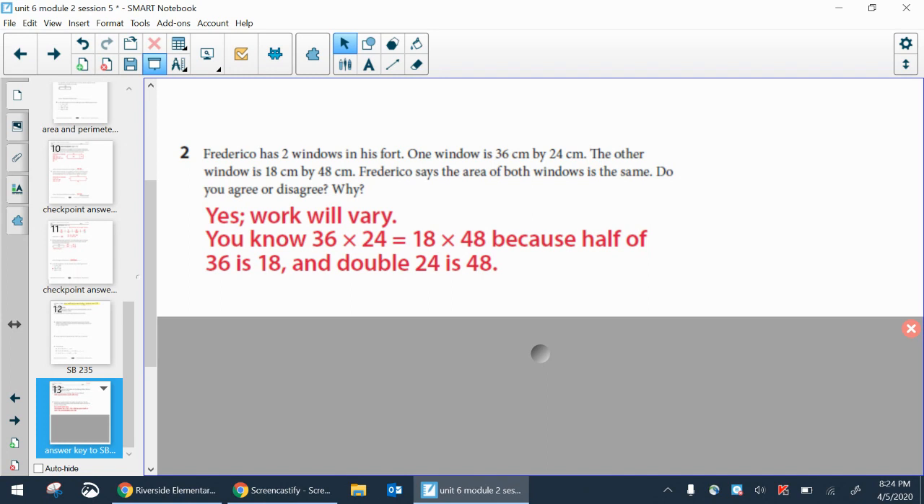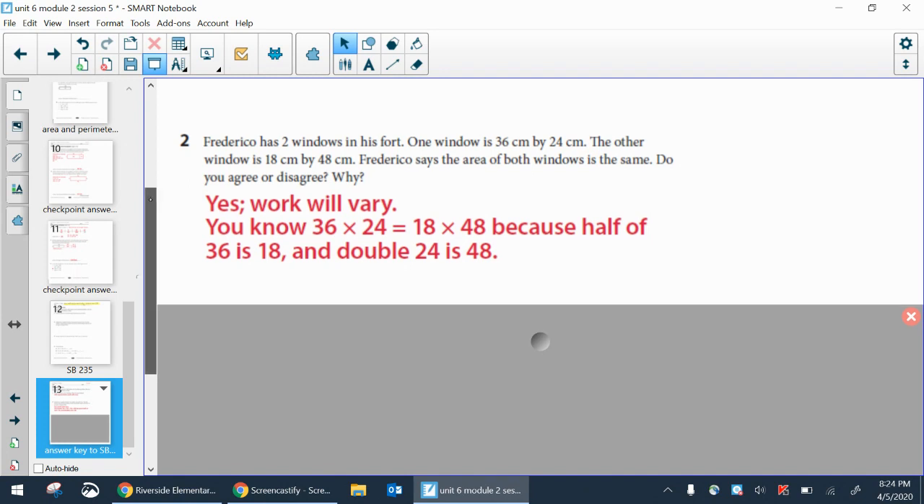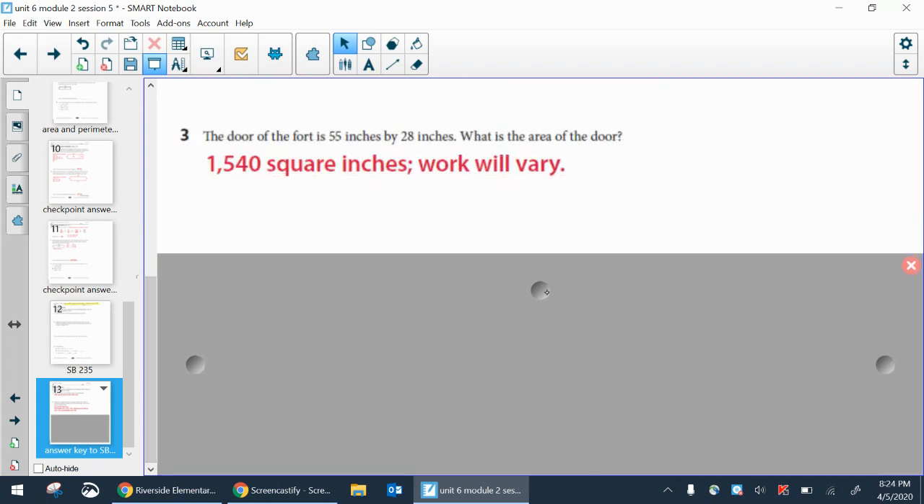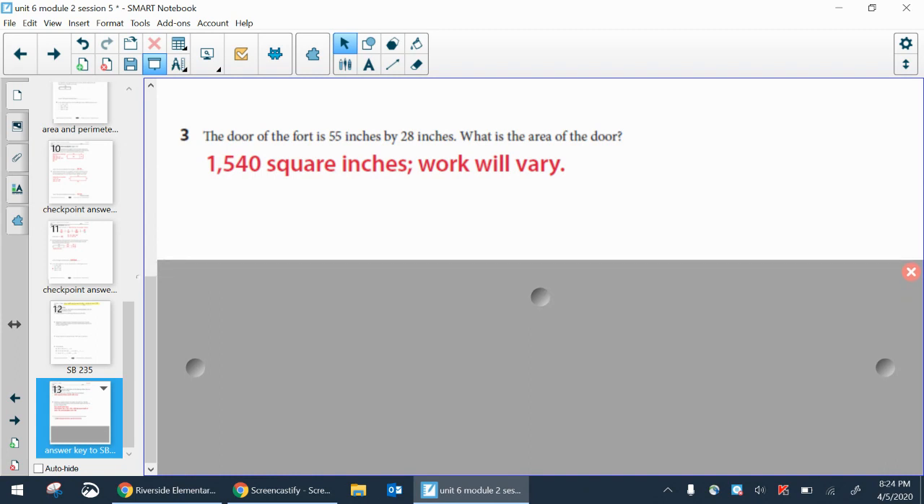Again, the cool thing about these videos is you can pause whenever you need to pause and then continue on when you need to continue on. Okay, problem 3. 1,540 square inches. Again, it's squared because you're answering what the area is. And your work will vary. That's because everybody's using different strategies, exploring with them, figuring out which strategies work best for different problems, which strategies work best for your learning.